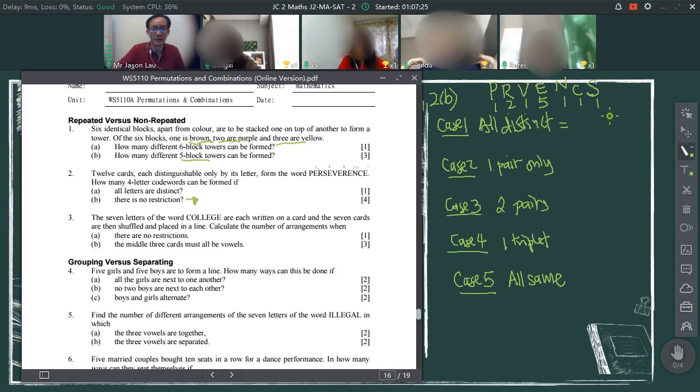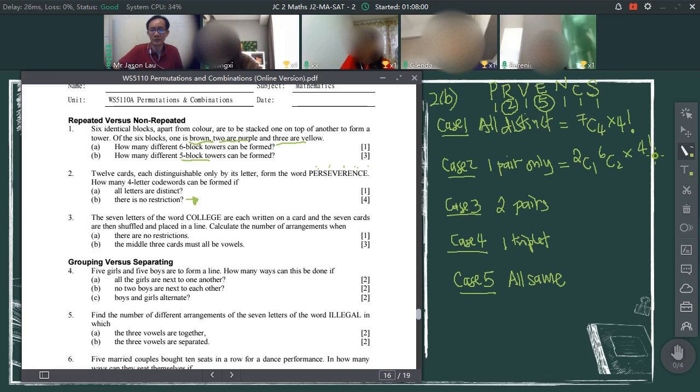So all distinct. How many ways to do the all distinct? 7 choose 4 times 4 factorial, or 7P4. Then one pair. How to do the one pair? Grouping. 2 choose 1. Then after that, 1, 2, 3, 4, 5, 6, 6 remaining letters, you choose 2.